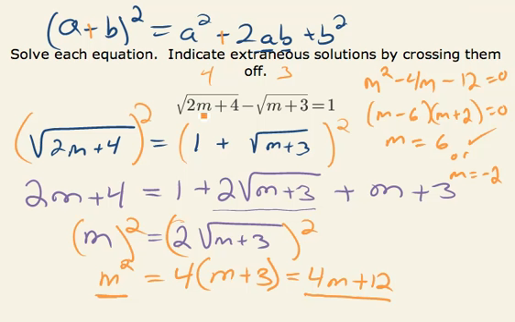Negative 2, I plug that in. I get a negative 4 plus 4, that's a 0. I get a negative 2 plus 3, that's a 1. Square root of 1 is 1, so it's a negative 1. So it looks like m equals negative 2 does not work. That one's extraneous.